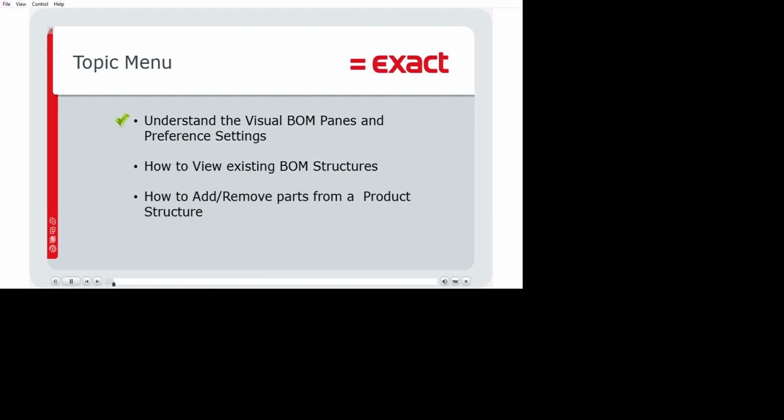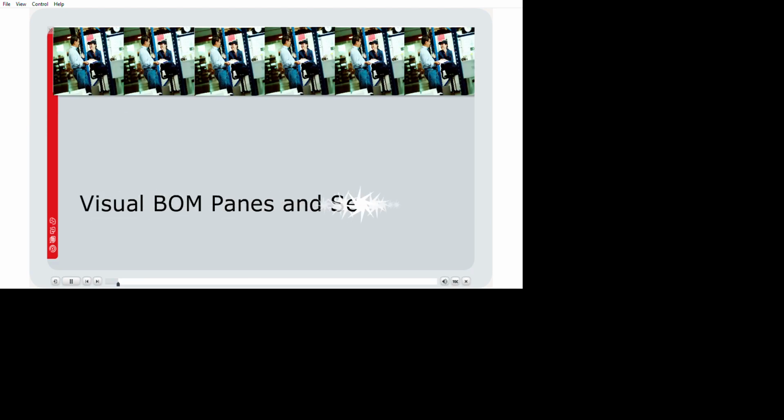We will review the BOM panes and preference settings. We will discuss the different ways to view the existing BOM structures, and we'll walk through how to add or remove parts from a product structure. Before we can begin adding product structures, we need to understand the different sections or panes of the visual BOM window and review some user preference settings.